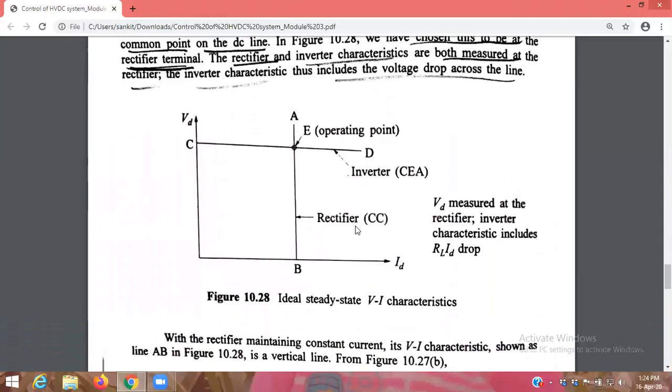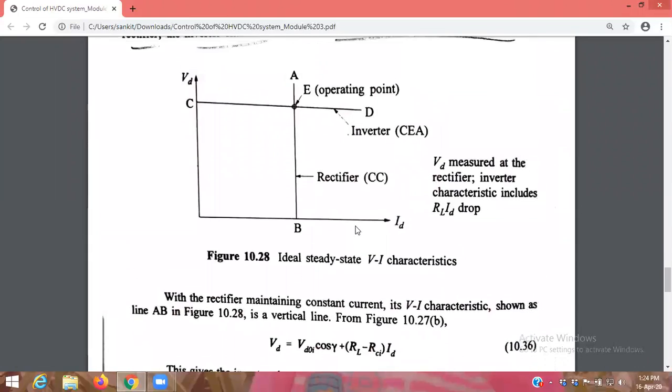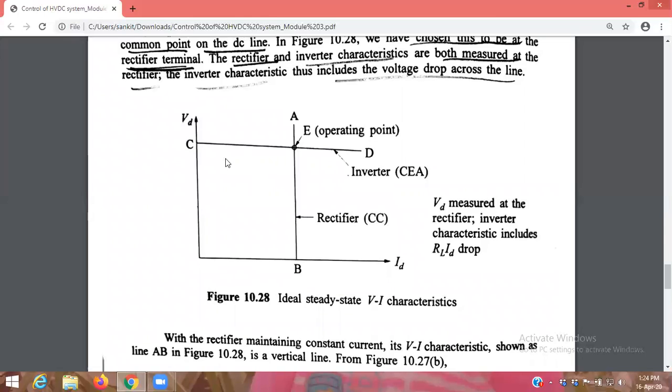See, this VD and ID are nothing but the DC voltage and DC current at any point in between the DC link. Now, as I have said, under normal condition the rectifier operates at constant current. I am taking any fixed value ID. This value can be changed, and when this current value changes, this constant current characteristic shifts either left or right. This is the rectifier characteristic under normal operating condition, constant current. Okay.